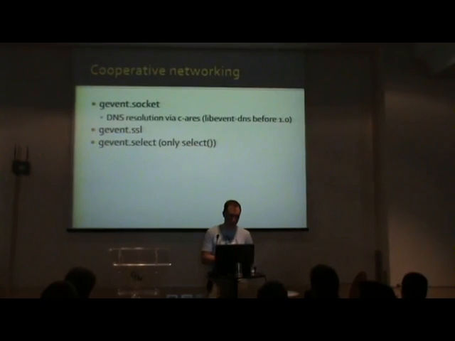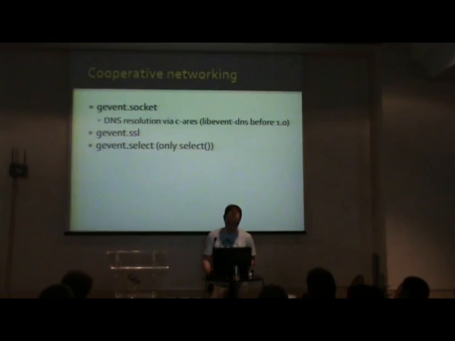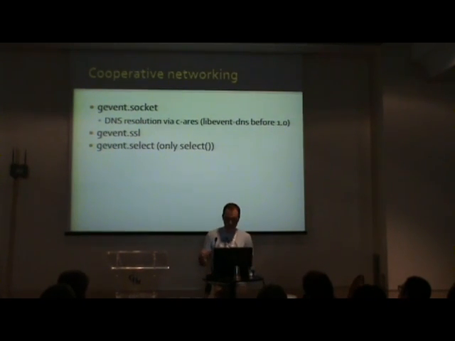So in that manner, we implement all of the socket module, not only the socket object, but also all DNS functions. We use c-ares for that. So when you call a blocking DNS function from Gevent socket, it actually does asynchronous resolving using c-ares, and then takes the result and formats it in such a way that it looks like you called the regular gethostbyname. There's also an SSL object, and there's even a select function, which is sometimes useful in tests.